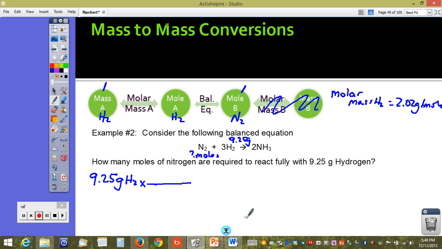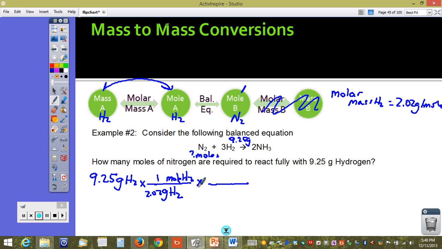As always, we've done our setup. Now this unit comes down. Grams of hydrogen. I am going from grams of hydrogen to moles of hydrogen. So moles of hydrogen goes on the top. I need my molar mass to do this. It is 2.02 grams. So the 2.02 goes with the grams per 1 mole of hydrogen. But I am not done. I've only done step 1. I have my next step to go.